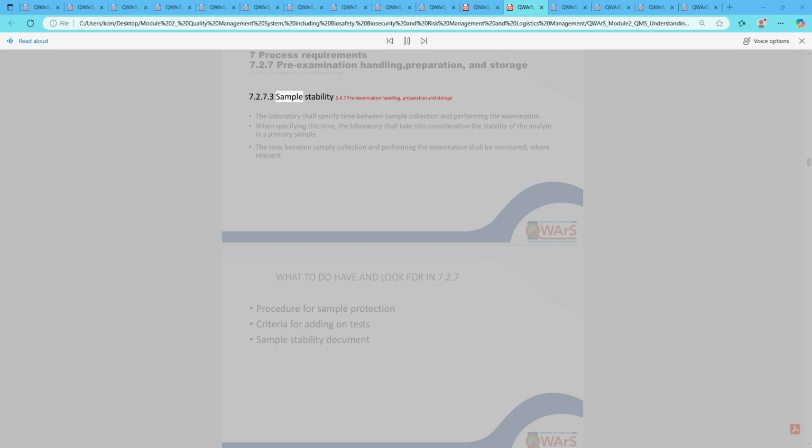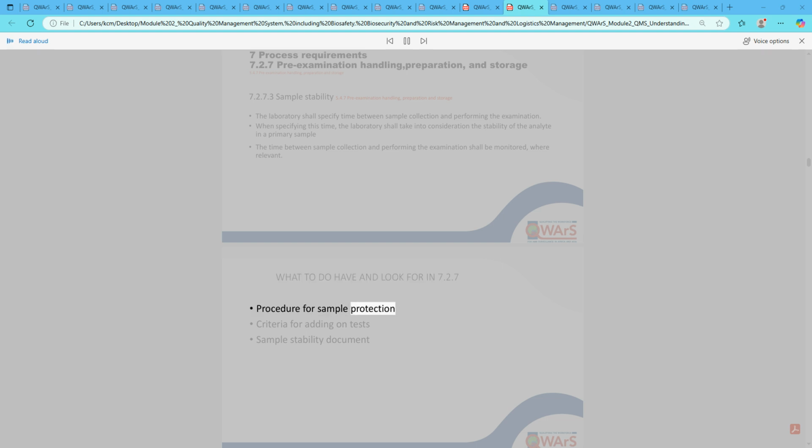7.2.7.3 Sample stability, 5.4.7 Pre-examination handling, preparation, and storage. The laboratory shall specify time between sample collection and performing the examination. When specifying this time, the laboratory shall take into consideration the stability of the analyte in a primary sample. The time between sample collection and performing the examination shall be monitored where relevant. What to do, have, and look for in 7.2.7.